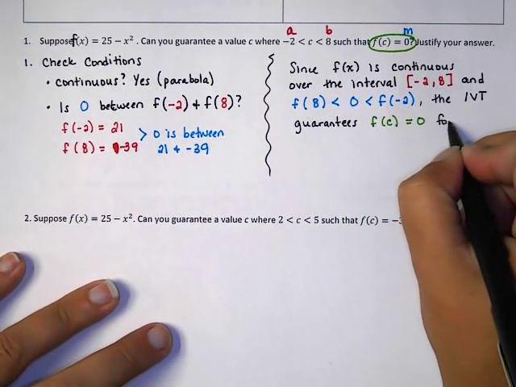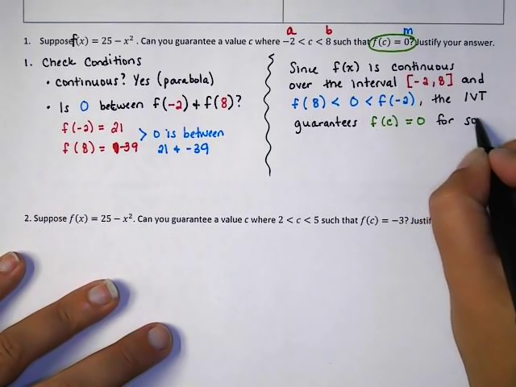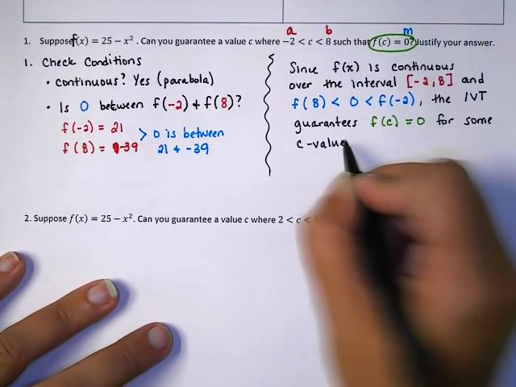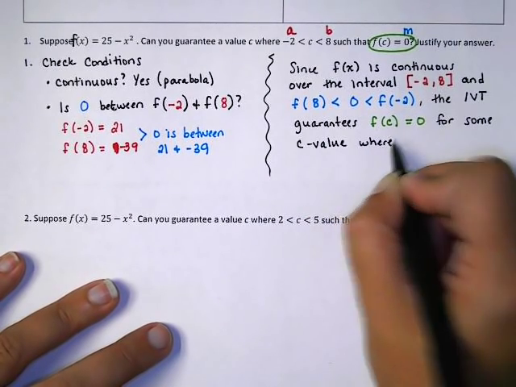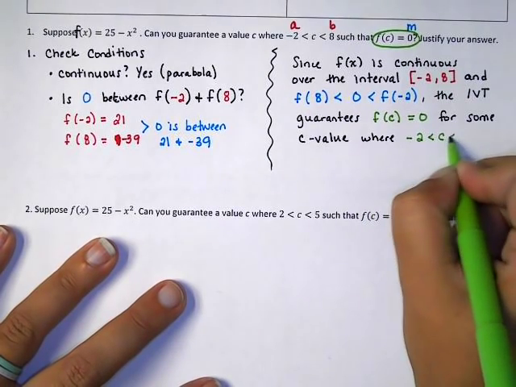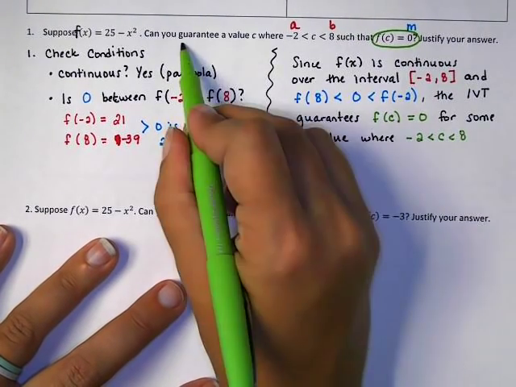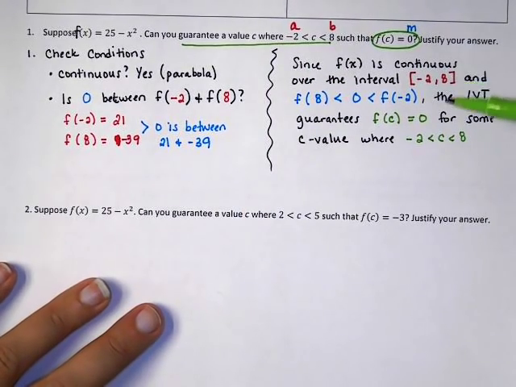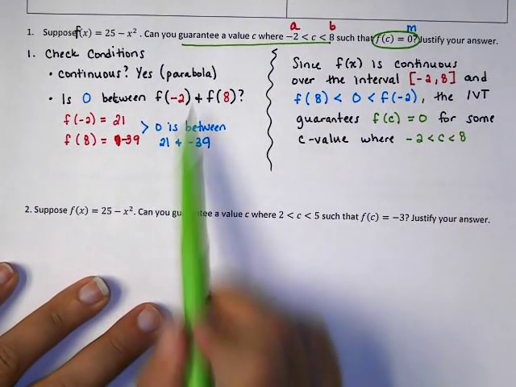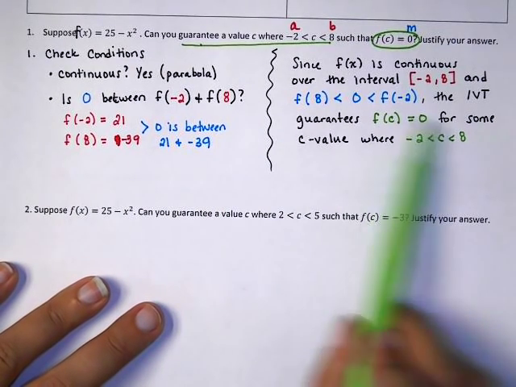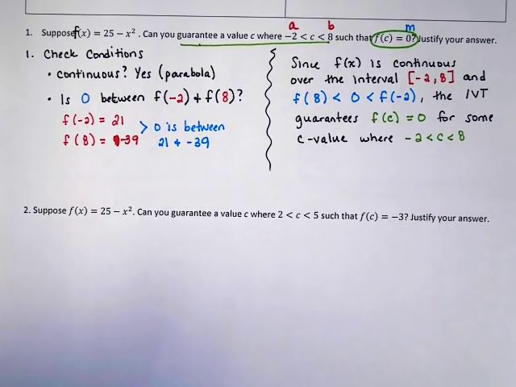For some c value where -2 is less than c is less than 8. So again, I'm taking this directly from the instructions. So what I'm doing here is I'm stating the conditions that I found here, and then I'm copying the thing that I can guarantee out of the question so that I get the phrasing correct.